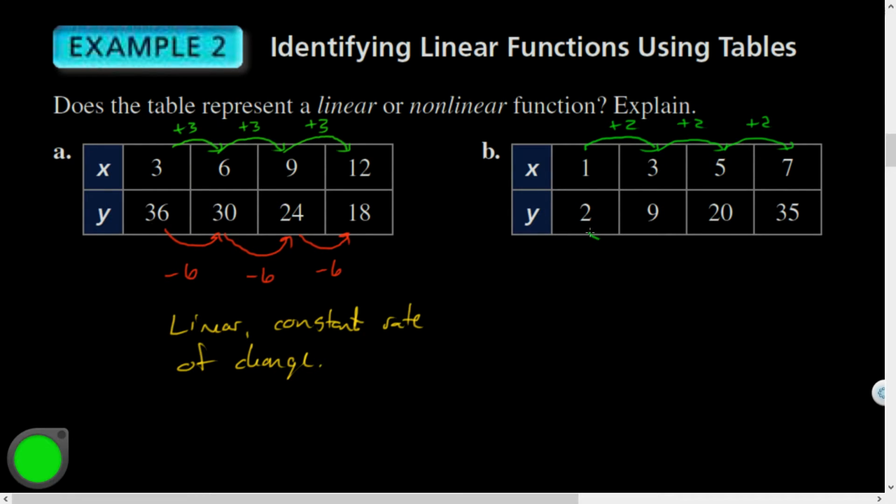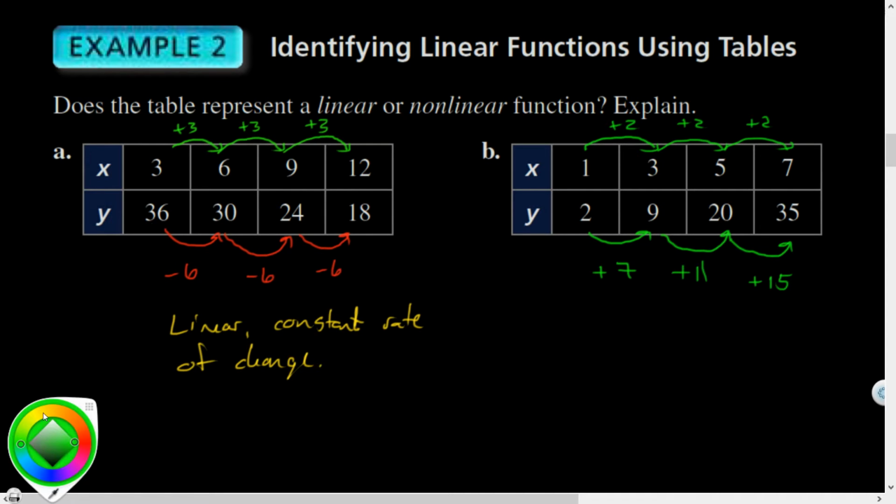It looks like from 2 to 9, it's going up 7. From 9 to 20, is that plus 7? Uh-oh. That's plus 11, actually. And then what's this? 35 minus 20 is 15, so that was going up 15. So this is nonlinear, because its rate of change was not constant.